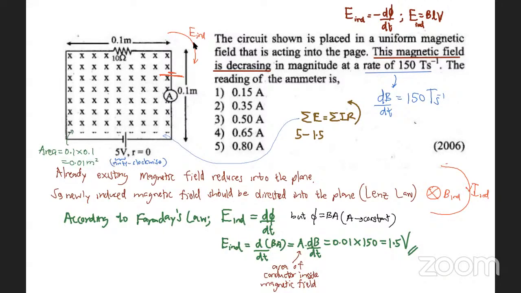But the induced one is clockwise, therefore they are in opposite directions. It should be 5 minus 1.5 equals I into 10, as there's only one resistor I can see. I hope this does not have internal resistance. So 3.5 equals 10I. Therefore the current is 3.5 over 10, so the final value is 0.35 ampere. So the answer is the second one.